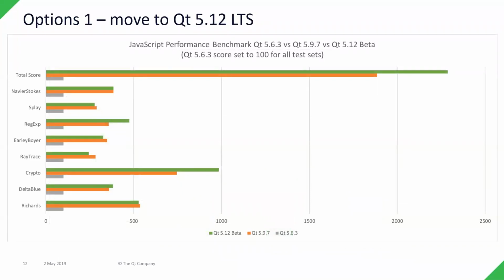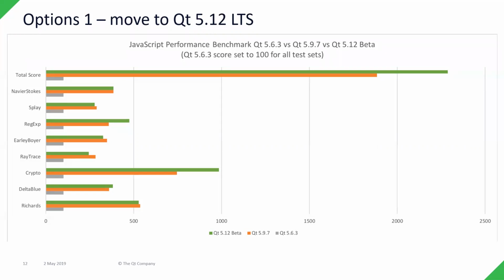So what we have here is a JavaScript performance benchmark. This was done at the time of the 5.12 beta, so there have been improvements since, but this is just to make it clear that this was done at that particular point. In comparison to 5.6 and also 5.9, this is a vast improvement, especially on the total score, with the score for 5.6 set to 100, so you can see the difference. The actual total score improvement between 5.6 and 5.12 in this case is 2,187%, which is an incredible increase in performance. This clearly shows in applications that have been using 5.6 versus 5.12.